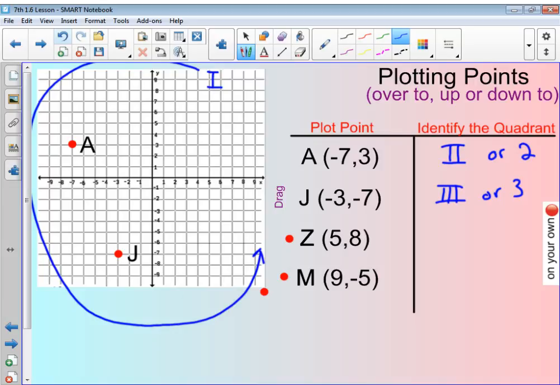Okay, so I want you to go ahead and on your whiteboards, you guys have your whiteboards that we use in class. Go through and plot Z and M on your whiteboards and practice doing that. And then, so you're gonna pause the video, you're gonna practice plotting where Z and M would be and identify what quadrant they are, and then start your video back up to check your answers. So you can go ahead and pause your video now.